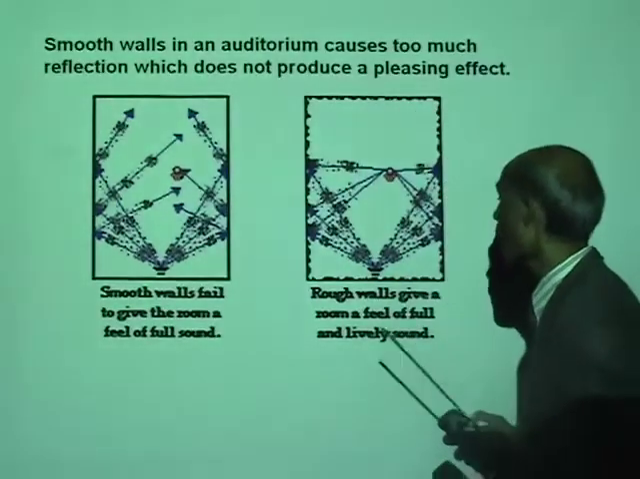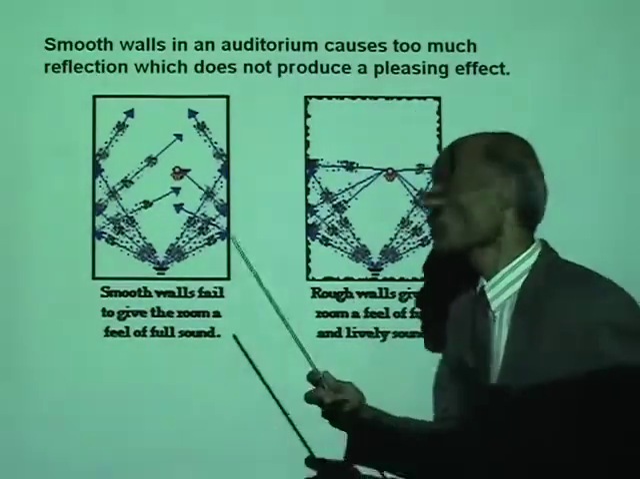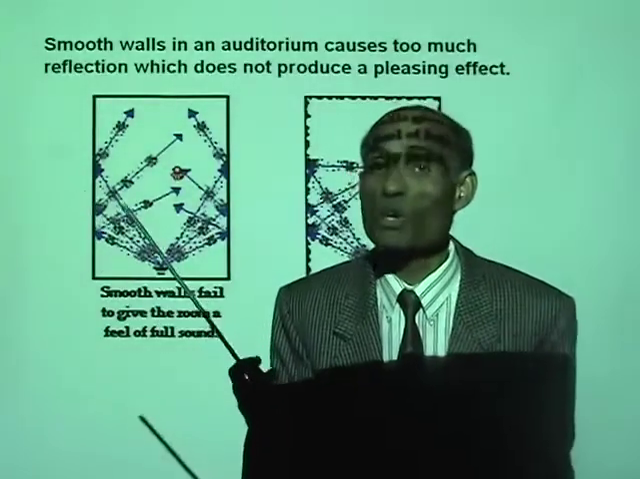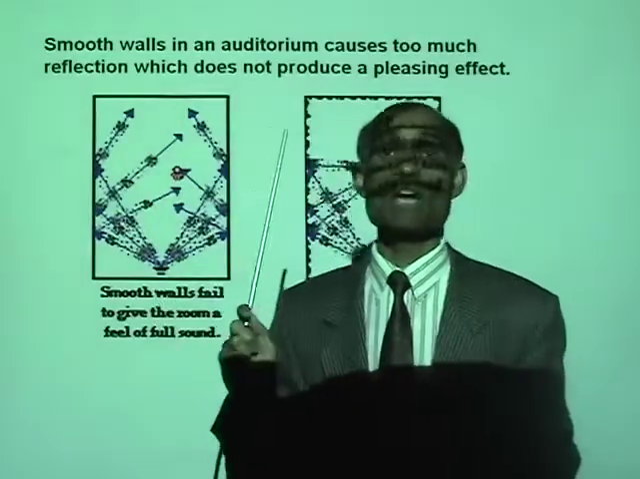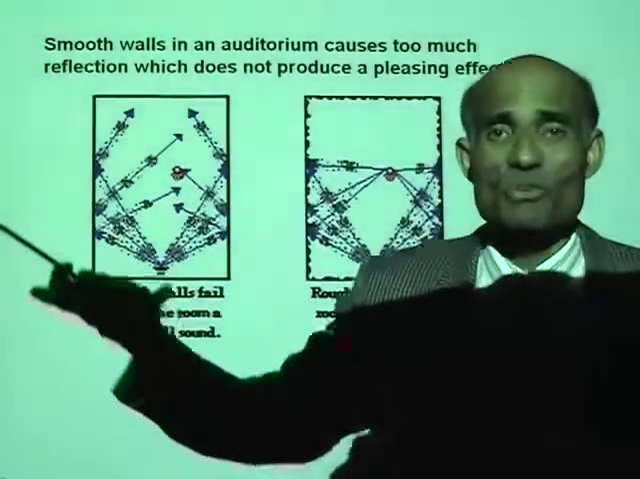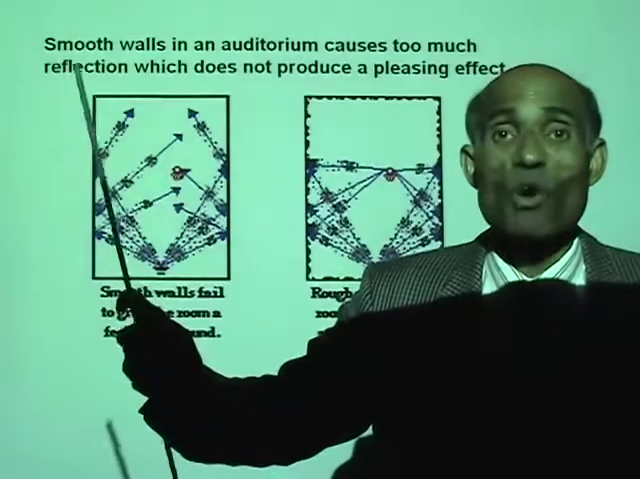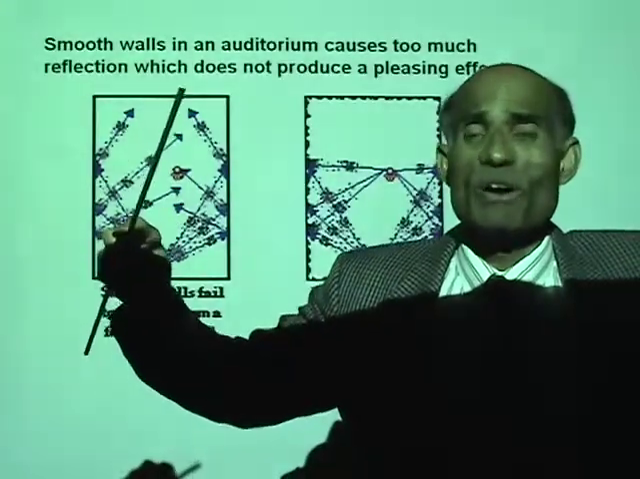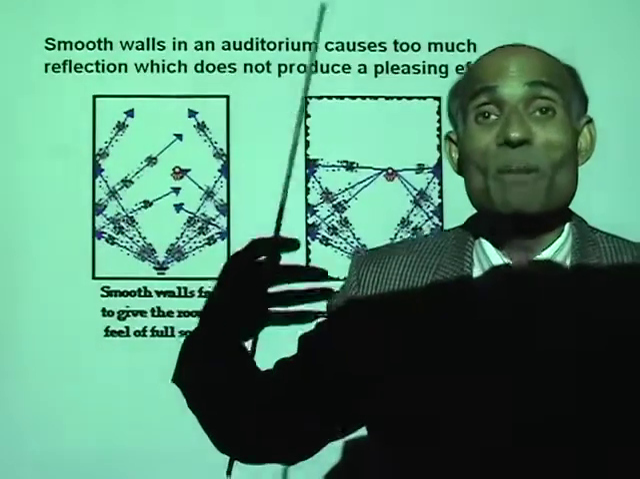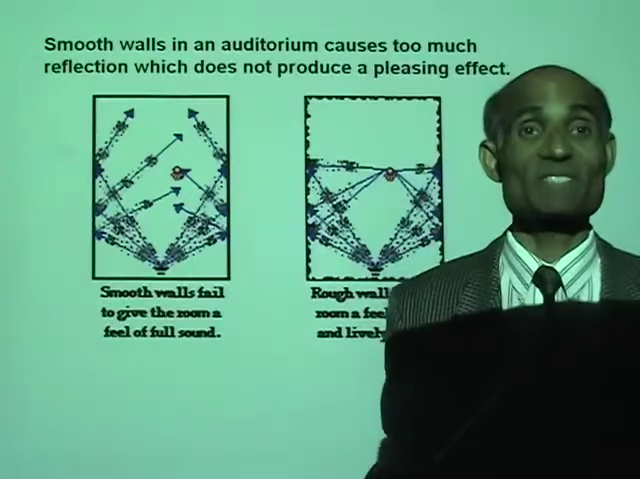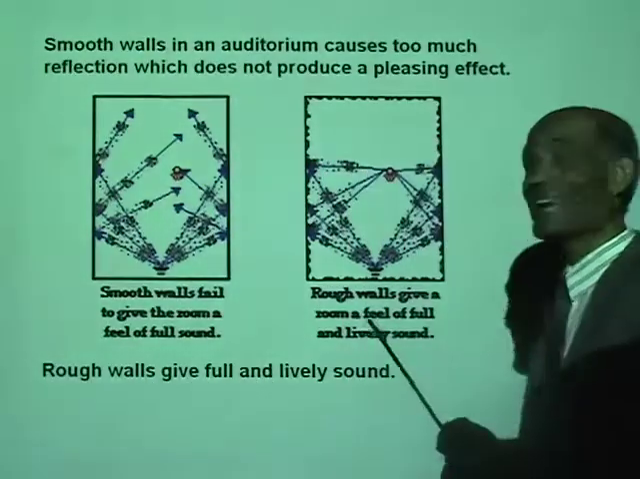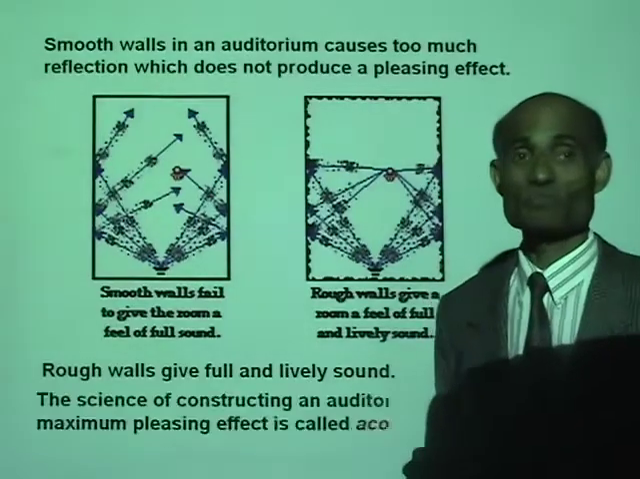Whereas rough walls give the room a full and lively sound. Rough walls are not good reflectors. So a good auditorium or a good classroom will have rough walls and window shades that are very bad reflectors of sound. Now, rough walls give full and lively sound.